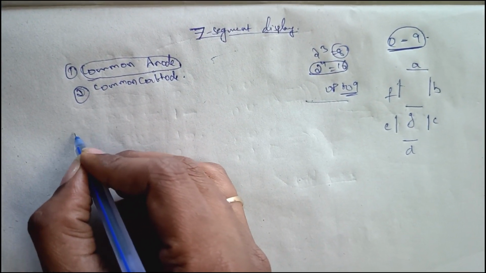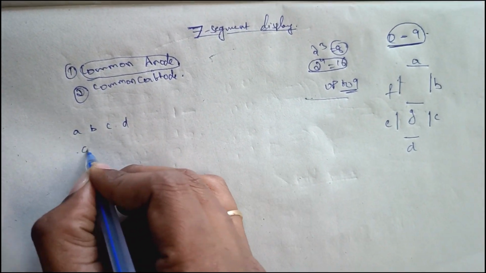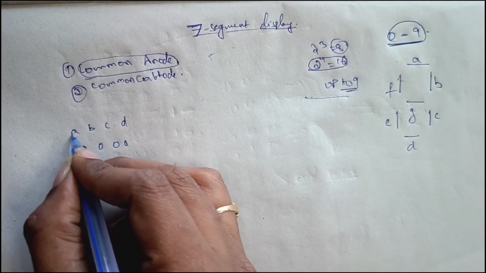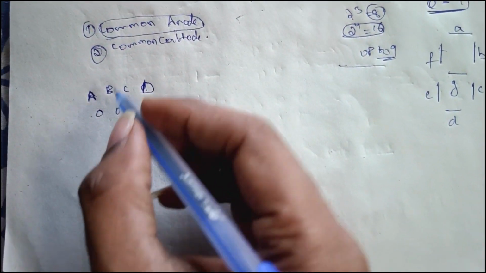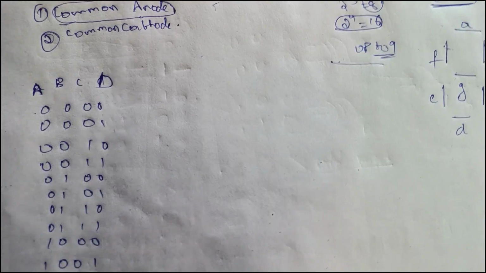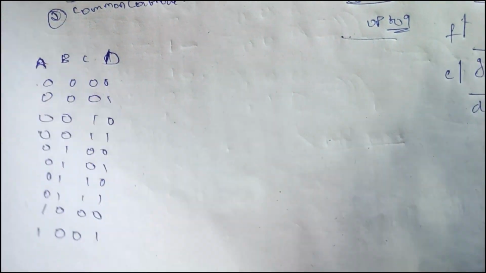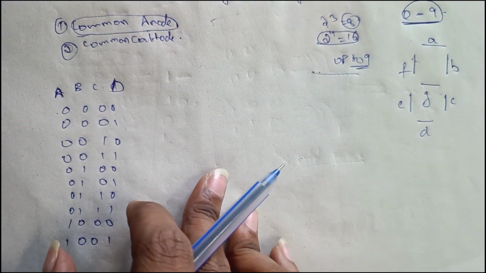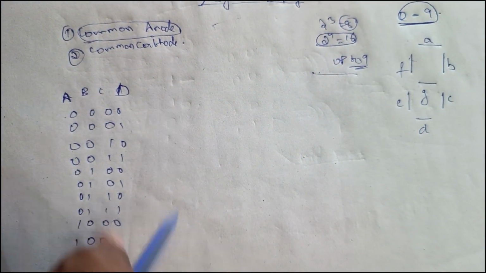So what will be the 4 bits? I am taking them as A B C D, from 0 0 0 0. We have 16 possible combinations, right? But the other combinations are not required for us because we only need the sequence from 0 to 9. So I am writing only the 0 to 9 sequences.